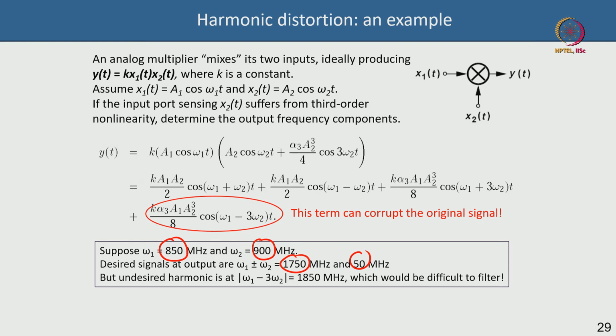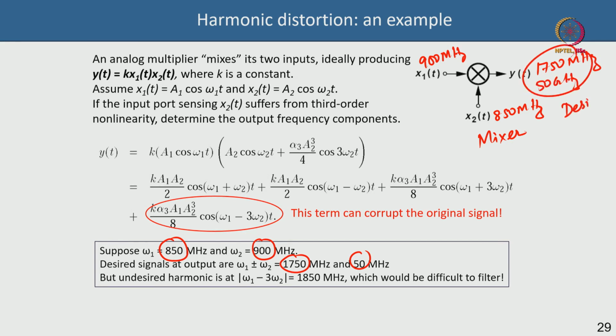These are the desired signals. This is a mixer. So you are bringing in a signal at 850 megahertz and a signal at 900 megahertz. This is a mixer, so it is going to mix them. The desired output is actually 1750 megahertz, or it could be 50 megahertz, the subtraction of the two signals. This is what you desire. Okay, you are mixing the signals.